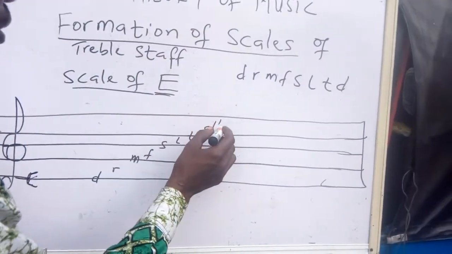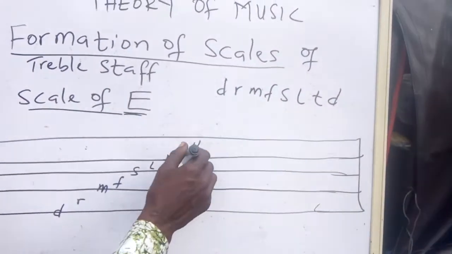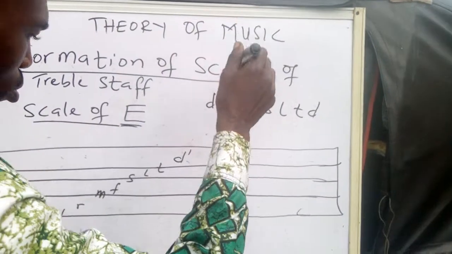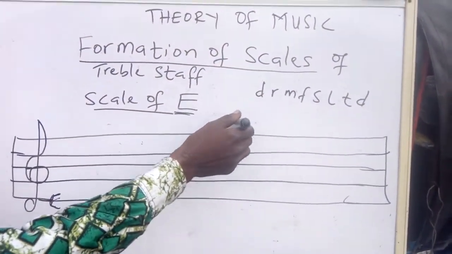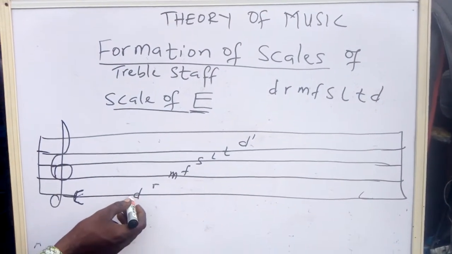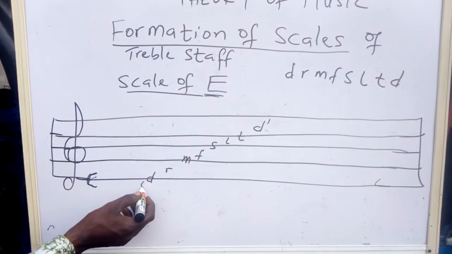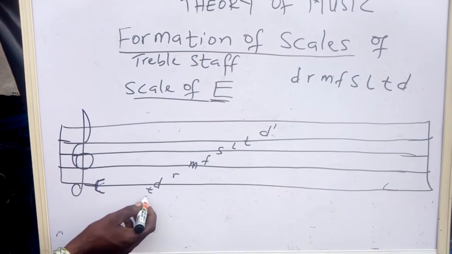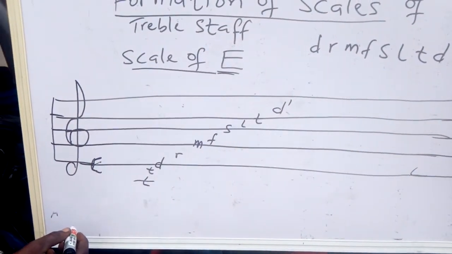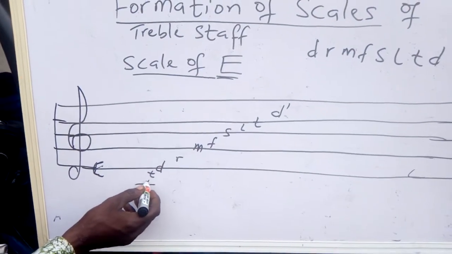Now you can continue. Do, re, mi, fa, sol, la, ti, do, re, mi, fa, sol, la, ti, do. Up, up, up, and at the same time it can equally go down. Do, ti, la, sol, fa, mi, re, do. You can equally have your notes going down in spaces. For la, use a small short line called a ledger line. This short line I use now is a ledger line.